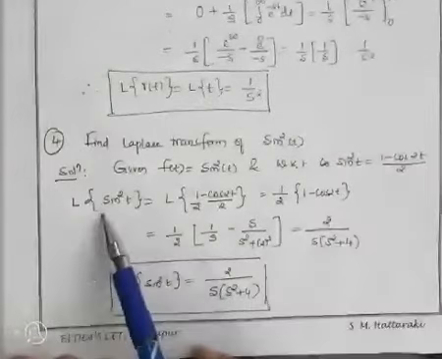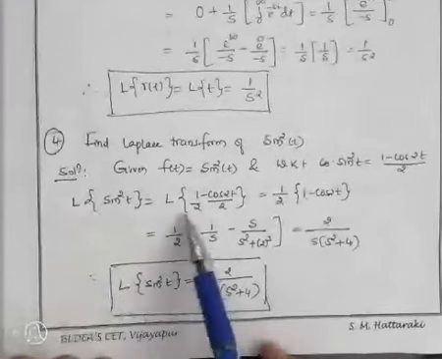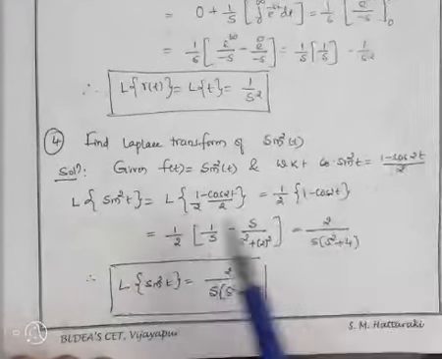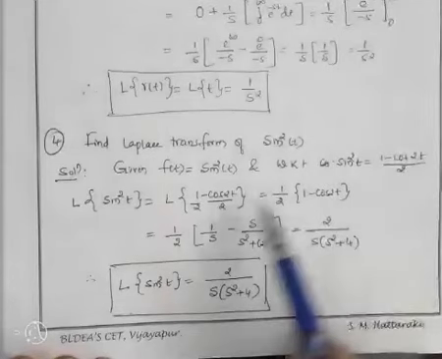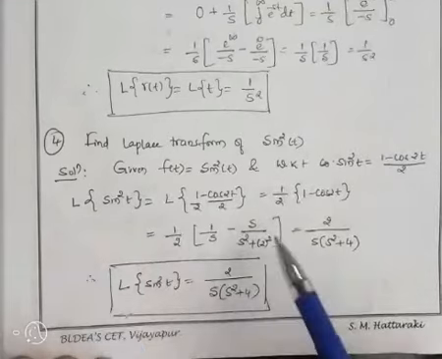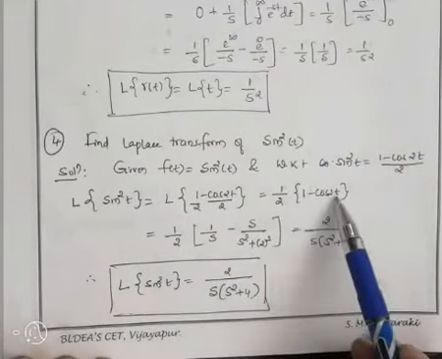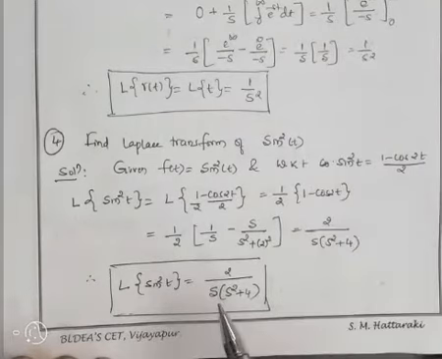Laplace transform of sine square of t is equal to, I'm using this formula, that is 1 by 2 times (1 minus cos 2t). 1 by 2 is a constant, take it outside. Then we are left with 1 minus cos 2t. Okay, then apply the Laplace transform.